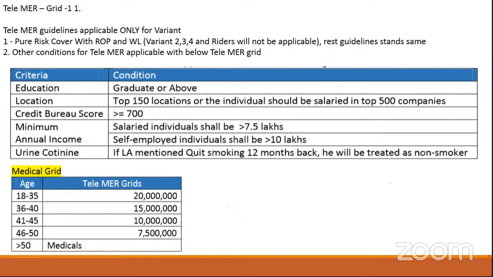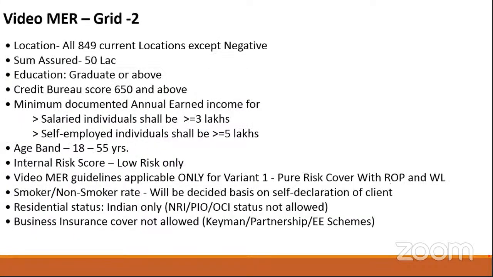But for age greater than 50, physical medicals are absolutely required. So again, the telemedical grid is given: 18 to 35 up to 2 CR, 36 to 40 1.5 CR, 41 to 45 1 CR, similarly. One more thing I have noticed, if a person has smoked in the last 12 months, they have to be considered a smoker.